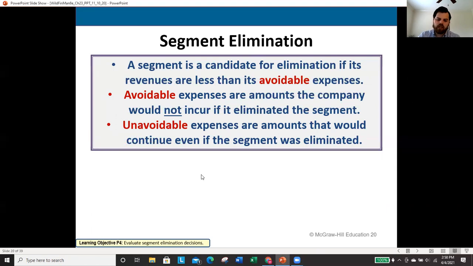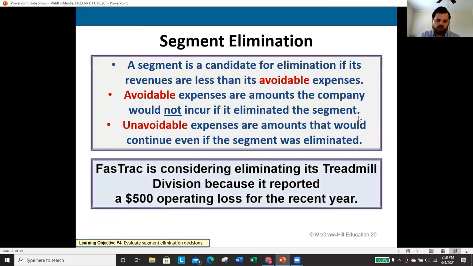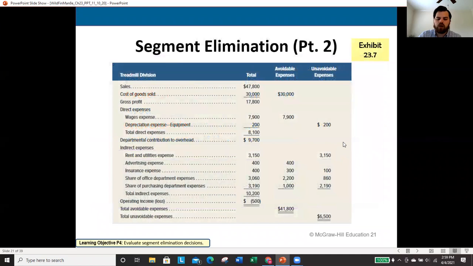Now, of course, we understand that we will have some costs likely under both of these. And we are told here that Fast Track is considering eliminating the treadmill division because it reported a $500 loss for the year. So when I look at my statement here, I can see that my operating income was a $500 loss for my treadmill division. Now, in truth, I'm not thrilled with that, right? It is a loss. I'm not exactly happy. But the question is, should I actually eliminate the product or the actual line?